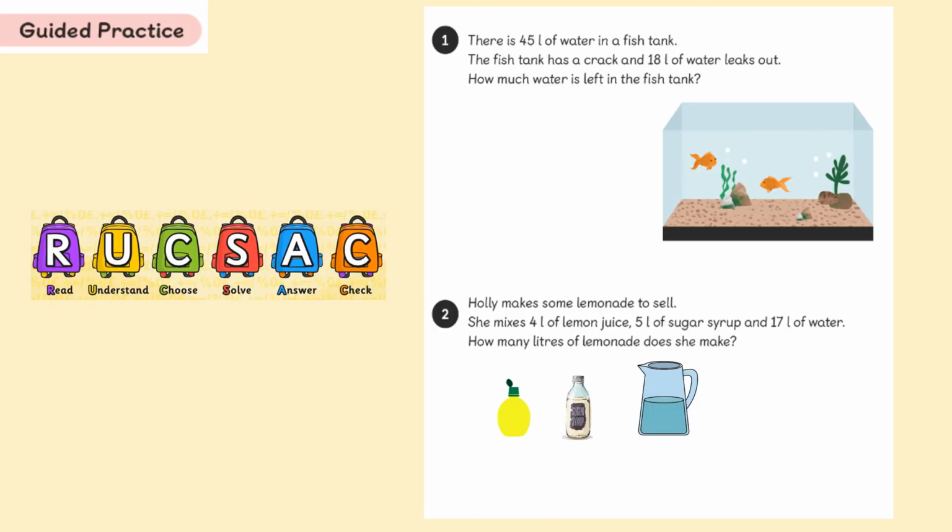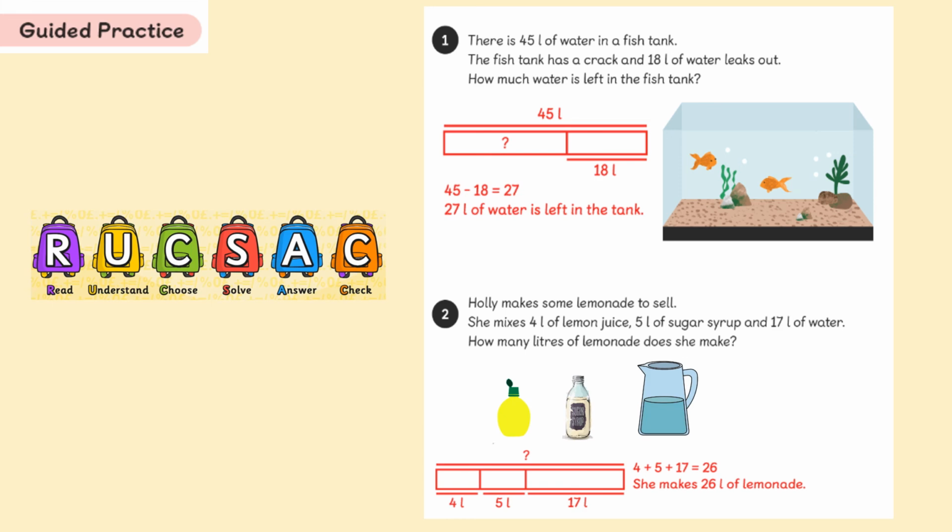It's time for your guided practice now. I'm leaving this rucksack up here to help you remember, you and your partner. And you've got 2 questions to have a go at. Number 1 is about the fish tank of water, and number 2 is about making some lemonade. Number 2 is a bit tricky. There's a little extra step in number 2, so don't worry if you're finding it tricky. I definitely think it's a bit tricky, but I'd like you to have a go with your partner. I think with a partner you should be able to do it. Good luck!